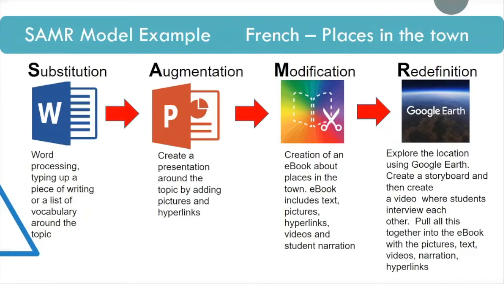However, at redefinition, the learners have gone on to Google Earth. They've taken some screenshots of places in the town. They might have gone to Paris. They've created a storyboard and a script, and they've created a video where they've been green screened into a French town. They've pulled all this information together into an ebook with pictures, text, video, narration, and hyperlinks.